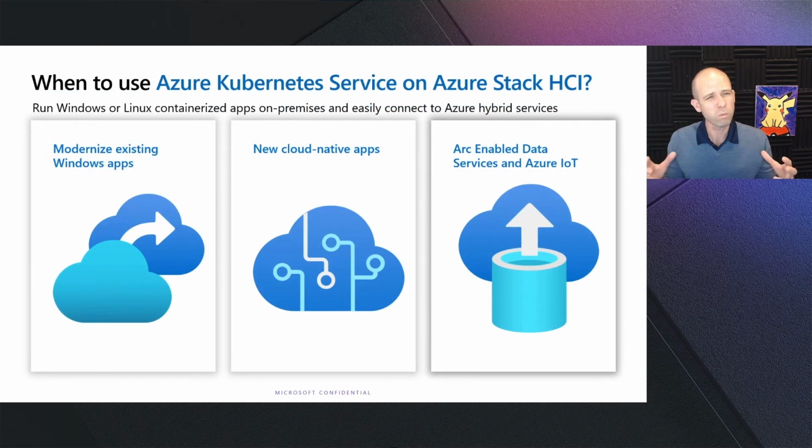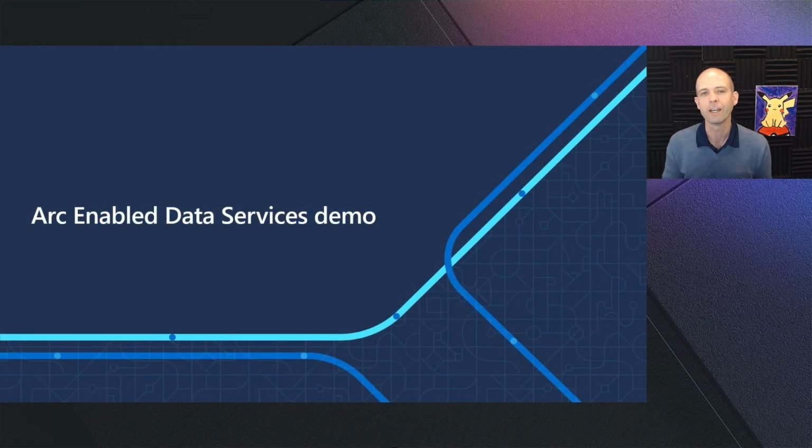So moving on, when would you use Azure Kubernetes Service on Azure Stack HCI? Well, there are really three large scenarios that we think about. The first one is for all of you that have Windows applications that you're trying to modernize and move to be more cloud native. The second one, of course, is for anyone who's wanting to build new cloud native apps that they need to run in a hybrid world. And the third one is to run a new wave of Microsoft hybrid offerings that are coming to market. And for this last one, let me go over to Carmen, who's going to demonstrate Arc-enabled data services running on Azure Kubernetes Service on Azure Stack HCI.